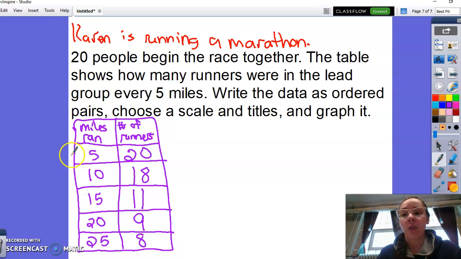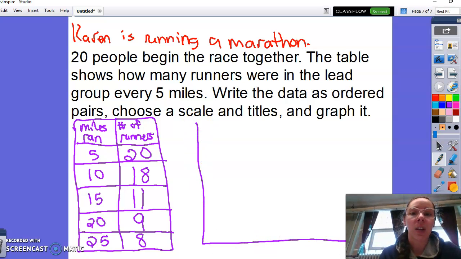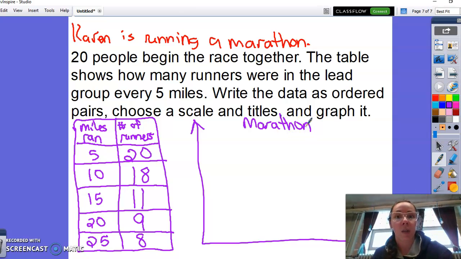Now, if I were to put these into ordered pairs, I'd have to figure out what my chart, what my graph would look like. So I'm just going to draw this in here real quick. The nice thing about getting data from a table is that a lot of times they give you the titles for your X and Y axis. The title for our whole chart should be like marathon. Just decide what you're talking about. We're talking about a marathon. And they give us our X and Y axis here, but we have to know which is which.